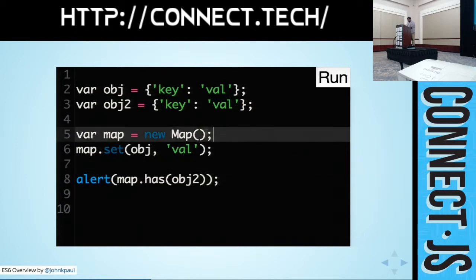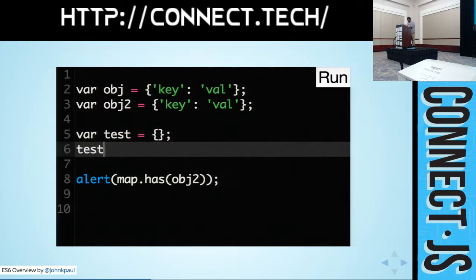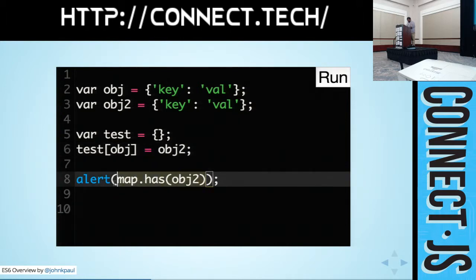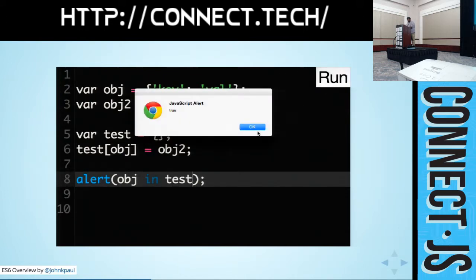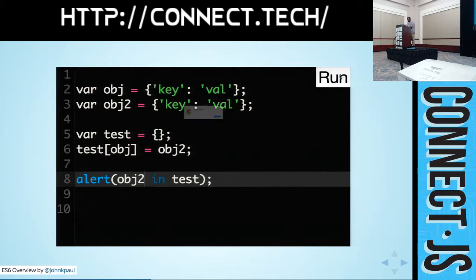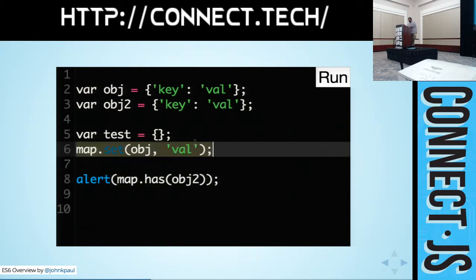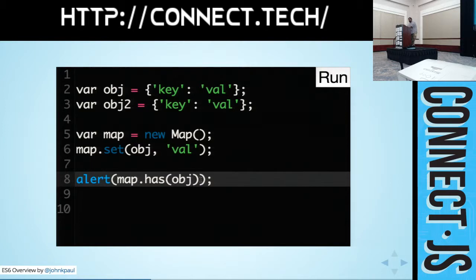Whereas, if I try to do this with a plain object, it will say true for object and test and object 2. Even though obj and object 2 are two completely different objects, two completely different locations in memory. Because objects only use strings, it gets very confusing. Using maps, we are able to specifically point to one object as a key in a map.